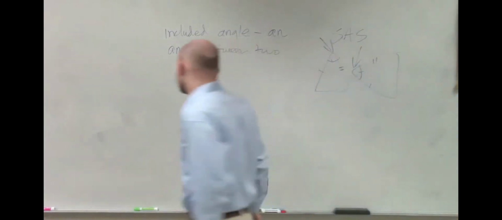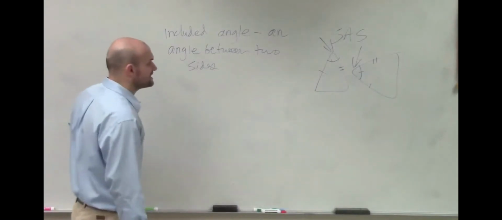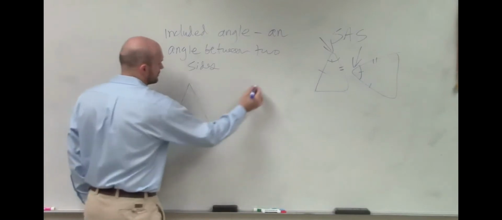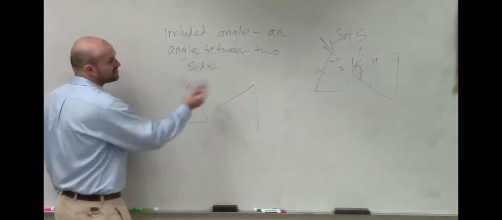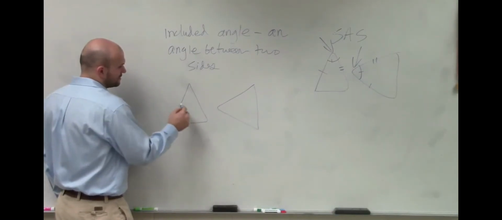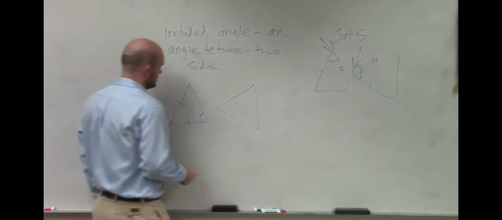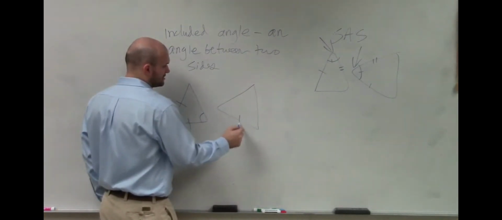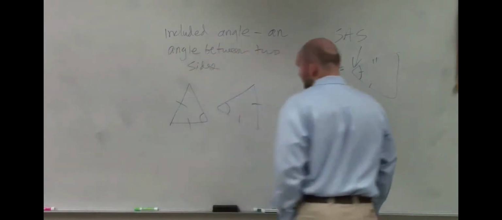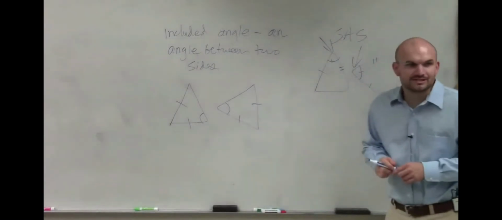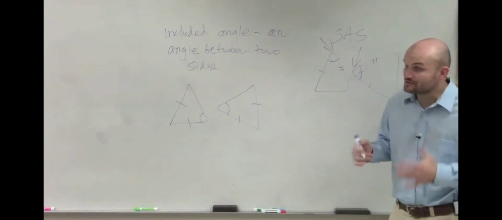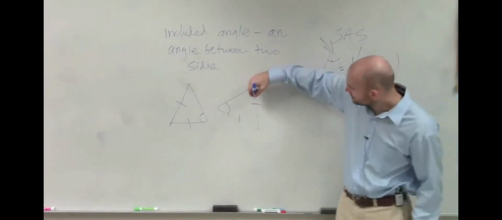Now, where it gets a little difficult is, let's pretend, let's do another triangle. And let's try to see if they're congruent by side, angle, side. So let's do side, angle, side. Okay? So, ladies and gentlemen, these two triangles are not congruent. Remember, if it's going to be side, angle, side, now these two have two sides, right? And let's say these two are equal.